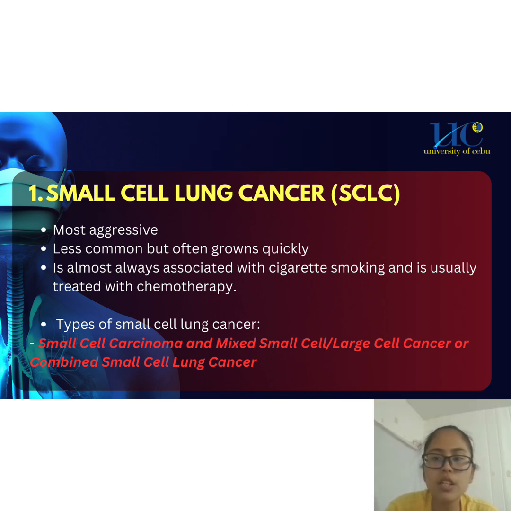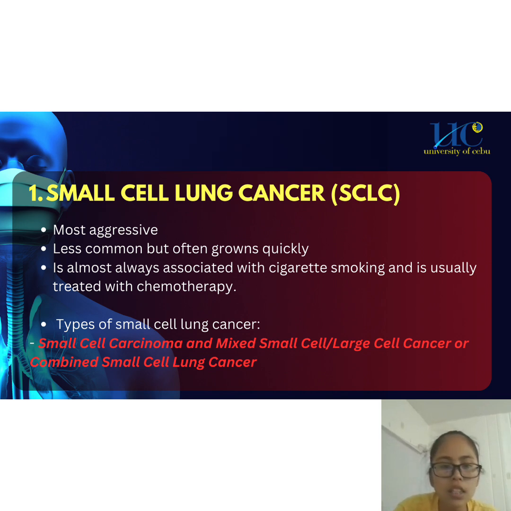Most aggressive, because it is known to be the most aggressive form of lung cancer due to its rapid growth and spread. It is less common but often grows quickly, because despite its aggressiveness, small cell lung cancer is less frequent compared to non-small cell lung cancer. It is also associated with cigarette smoking and is usually treated with chemotherapy, because almost all cases of small cell lung cancer are strongly linked to cigarette smoking, making it a significant risk factor.